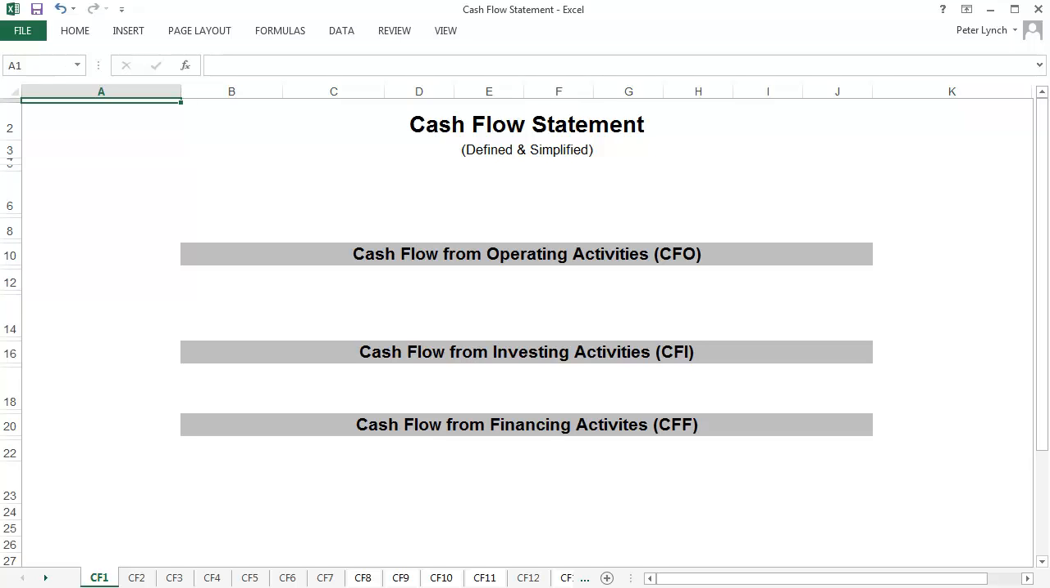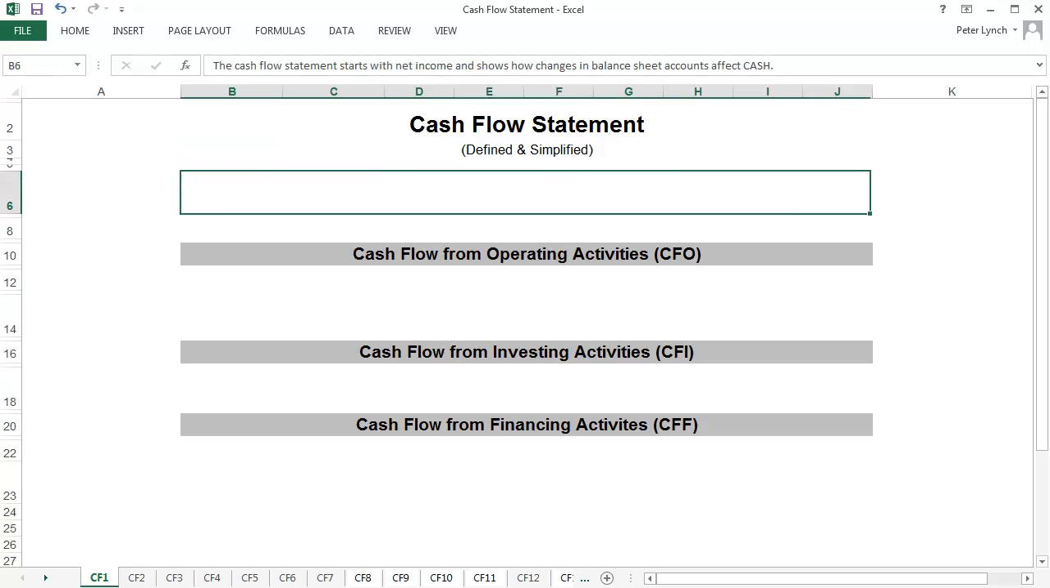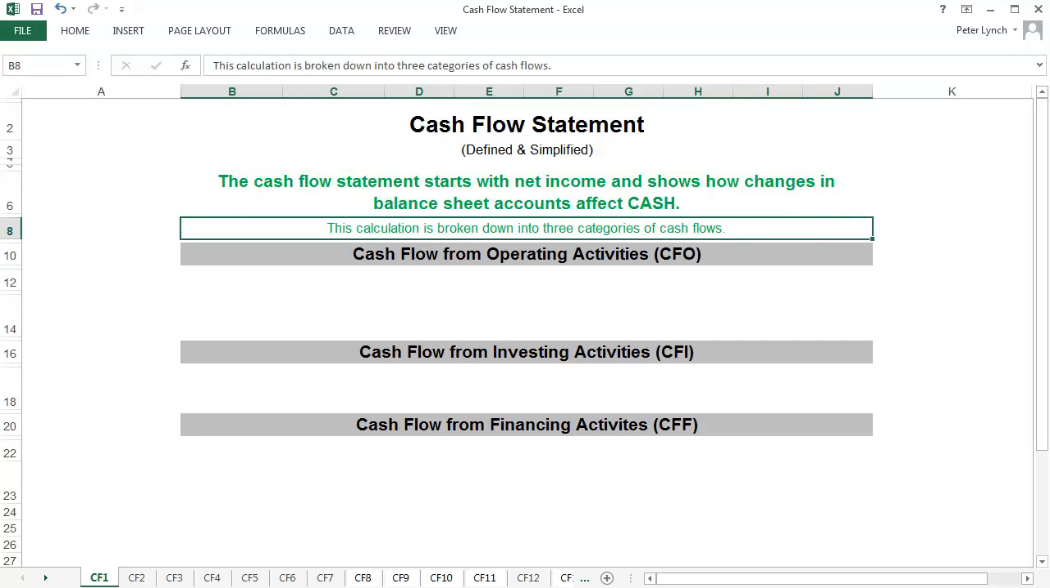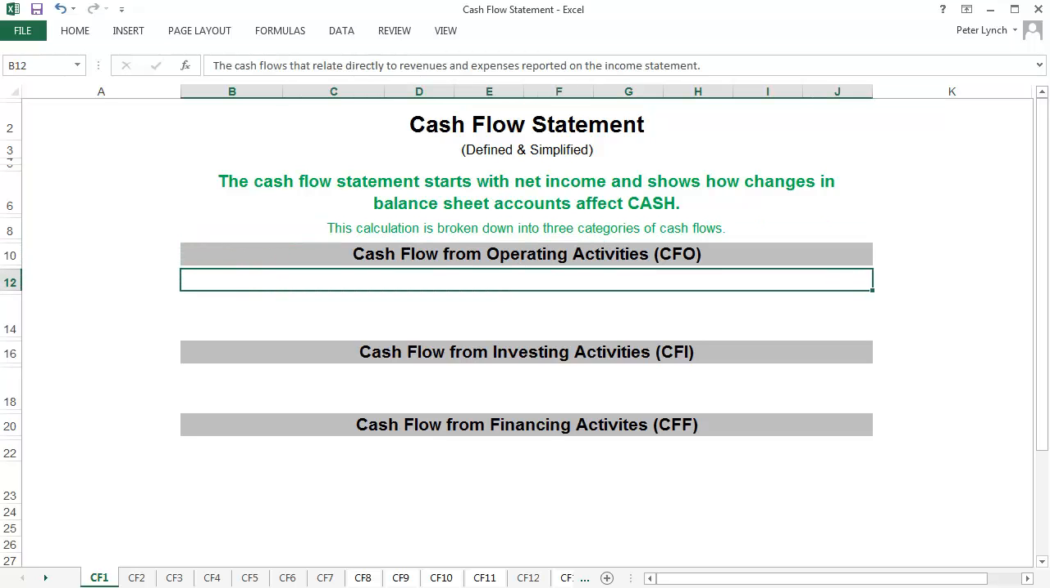In this video, we'll be introducing the cash flow statement. The cash flow statement is great because it is precisely that, a statement of cash flows. It starts with net income and shows how changes in balance sheet accounts affect cash. This calculation is broken down into three categories of cash flows, the first being cash flow from operating activities.